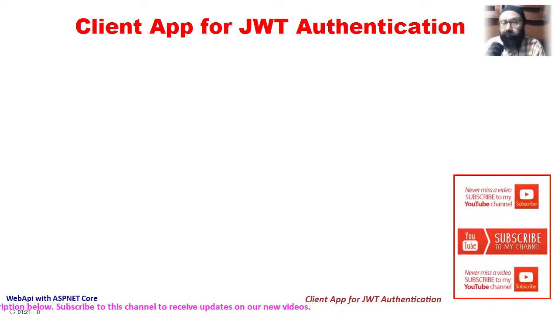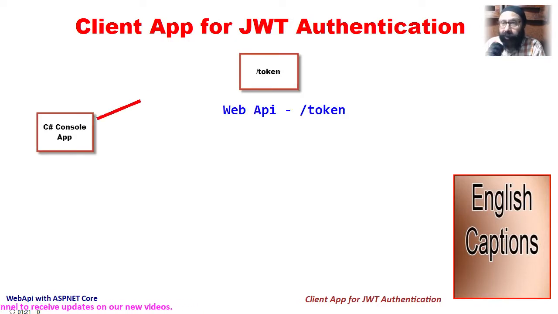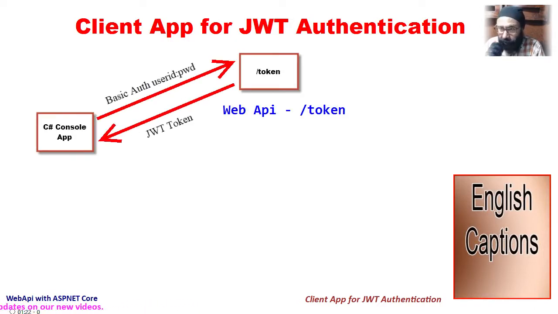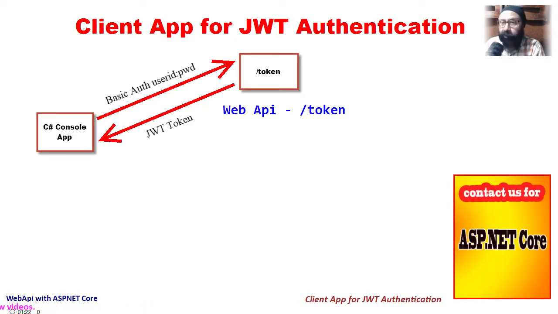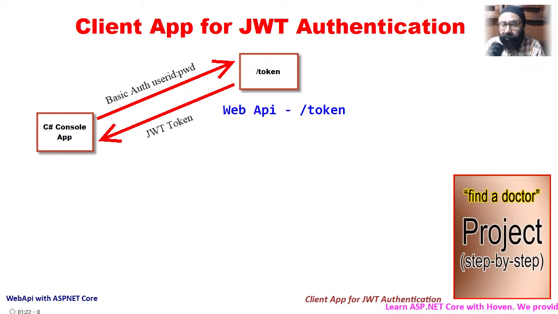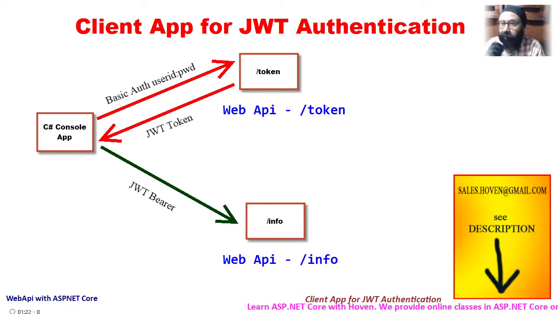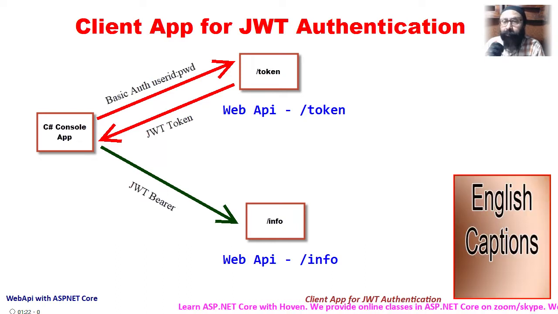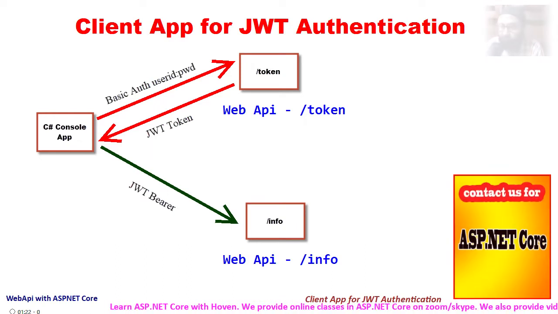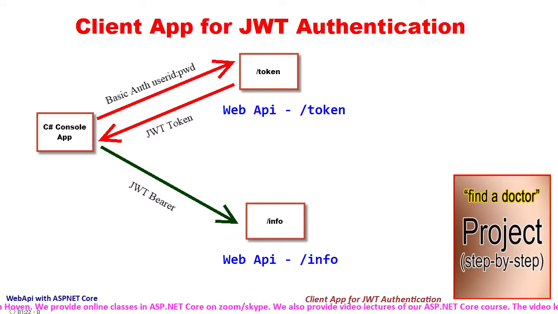In this tutorial, we present a C# console application that connects to the web API that we have done in the previous tutorial. This app will first obtain a JWT token by sending its login credentials in a basic authorization header, and then it will use that token in a bearer header to obtain authorization to the second API protected by JWT authorization. Please go through the previous tutorial where we have explained both the APIs.